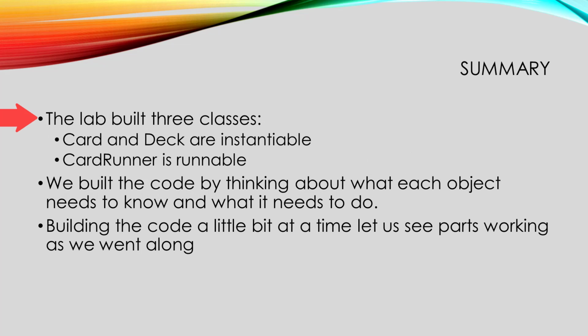This lab built 3 classes: card and deck, which are instantiable, and card runner, which is runnable. Building card and deck required that we think about what those objects need to know and what they need to do. We built the code a little bit at a time and used card runner to make sure that things worked as we went along. That's a good strategy. If you've only built a little bit since things worked, any bugs you cause will be in that little bit of code and therefore pretty easy to find. If you write a lot of code before you verify that anything works, it will be a lot harder to find the inevitable problems.